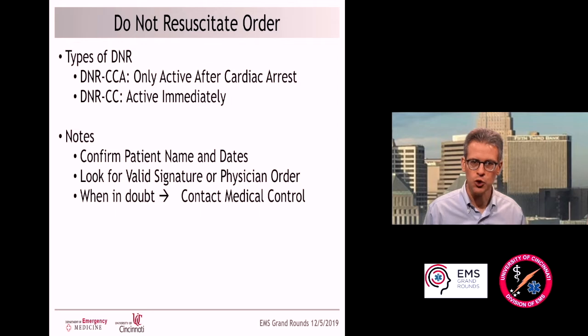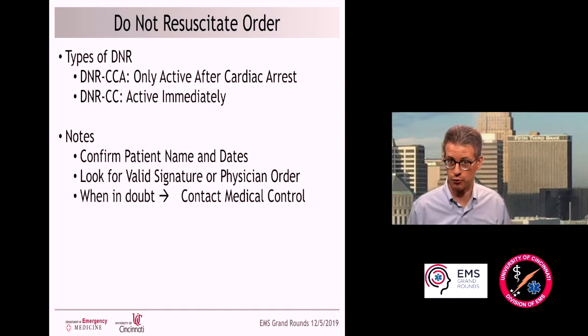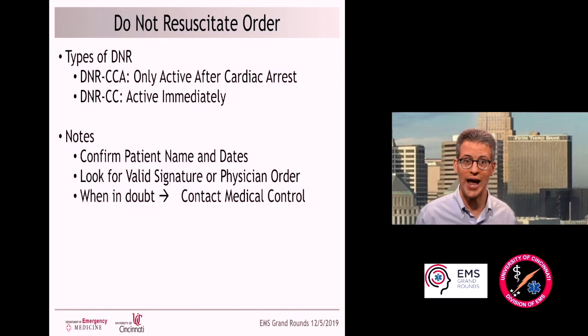So if you roll up on scene and somebody is, say, just in respiratory distress, and they have a DNR CCA, well, that DNR CCA doesn't mean anything right now. They still have a heartbeat, right? So you need to do everything for that patient. If, in the process of you doing everything, the patient then goes into cardiac arrest, you are then supposed to stop and do nothing. I'm sure many of you are thinking that seems really weird, and it is kind of weird, but that's in theory what the DNR CCA means, okay?